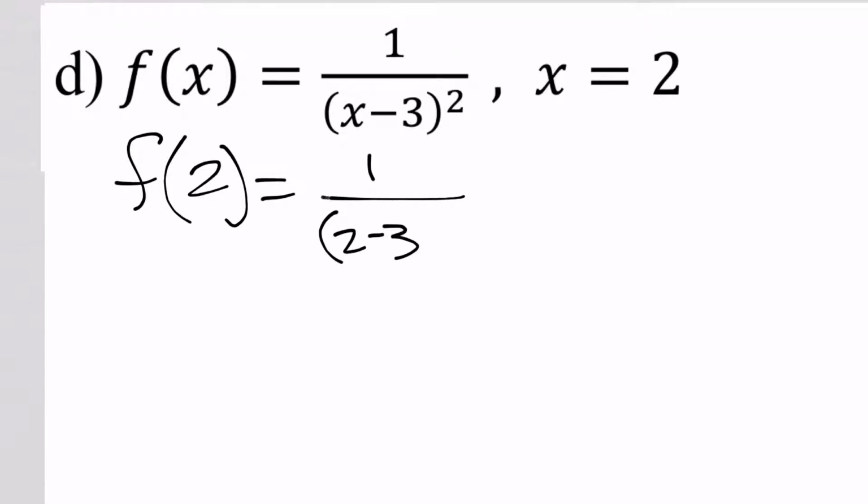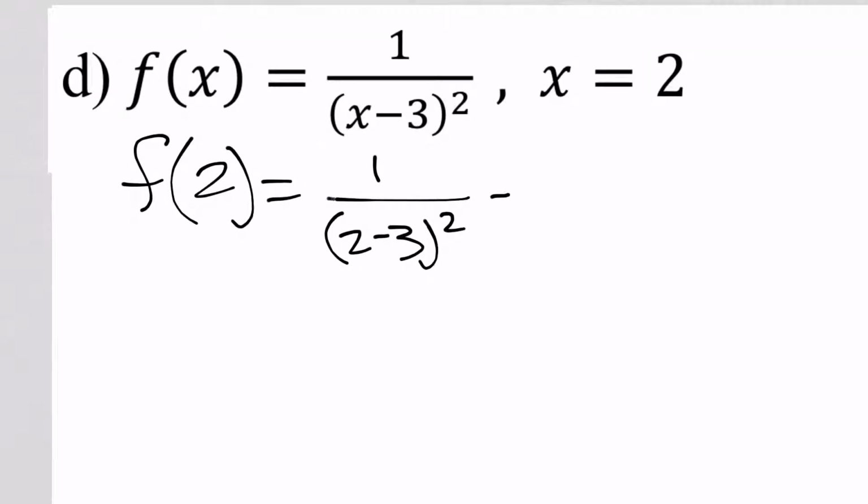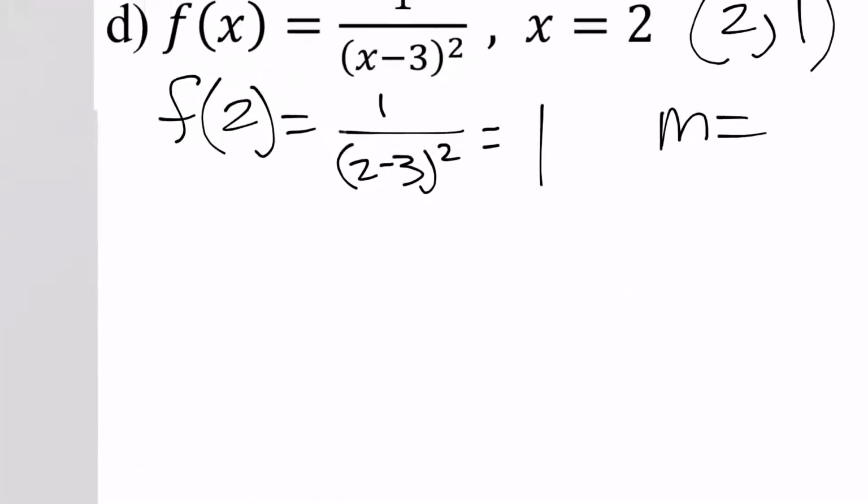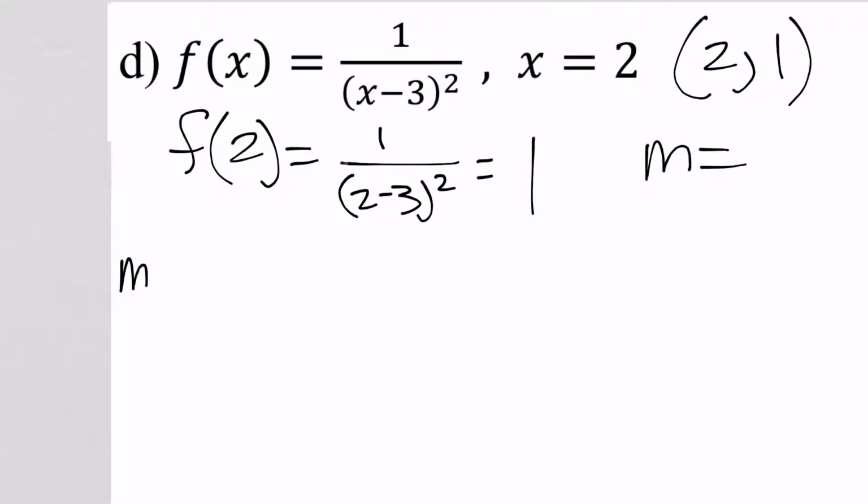2 minus 3 squared. So 2 minus 3 is negative 1. Negative 1 squared is positive 1, so we have 1 over 1 is 1. All right, so we know our point is at (2, 1). And we need to find our slope. And as with all the others, that comes from the limit process.